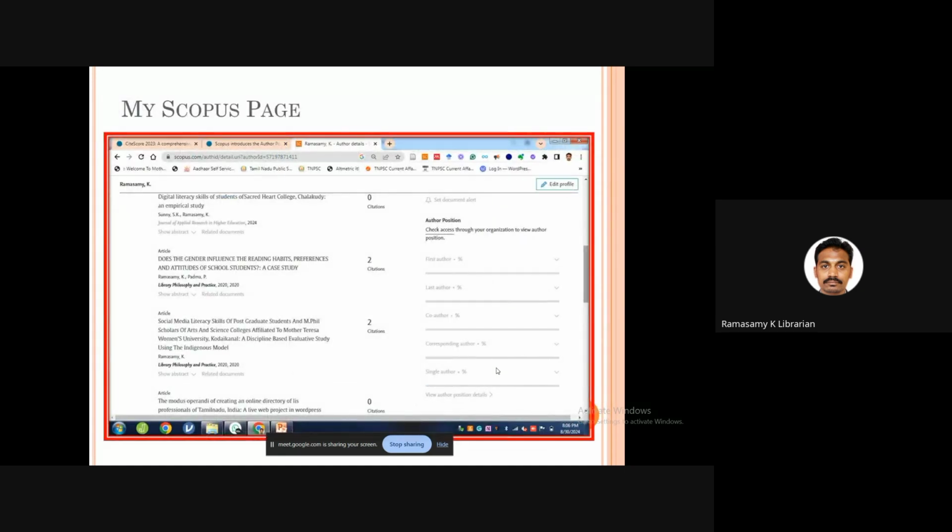So, based on the author's position in the research paper, Scopus gives you the number of papers and average citations received by you for that particular position. Okay, even this can be used by you, but unfortunately, when I was trying to find out my author position matrix, I was not able to see it because I have not subscribed to Scopus. Only when you are subscribed to Scopus will you be able to see this author position matrix.